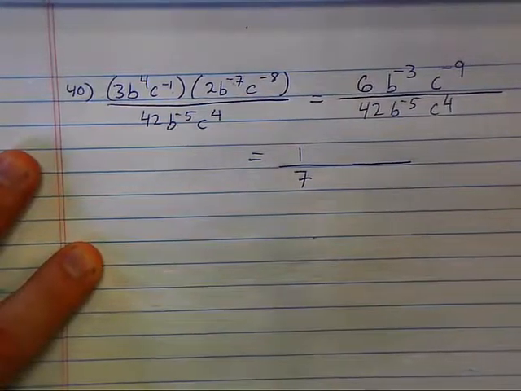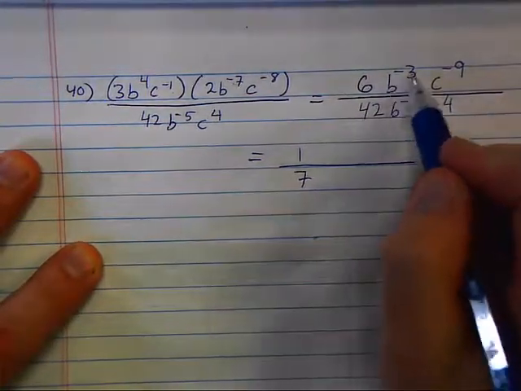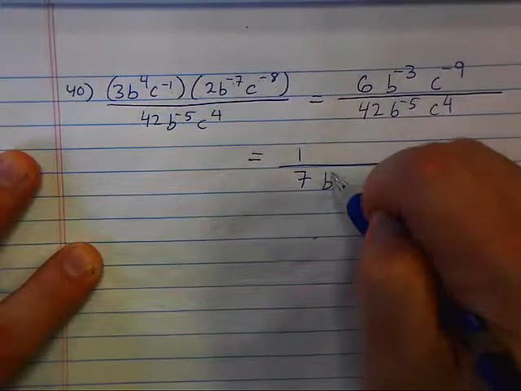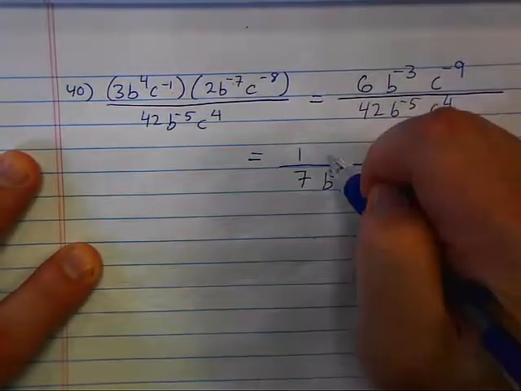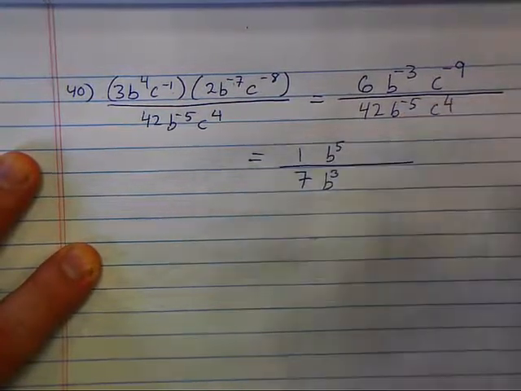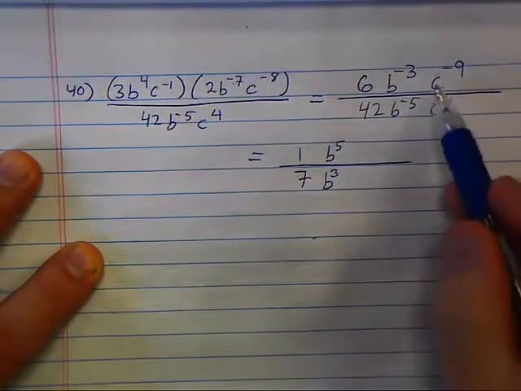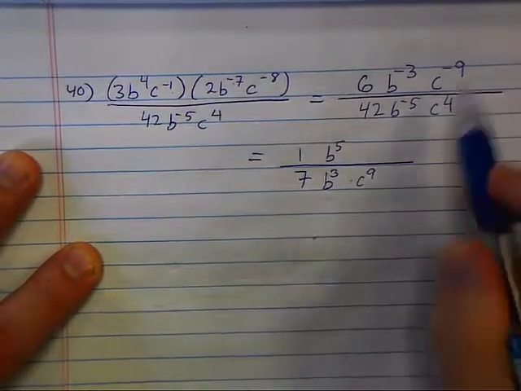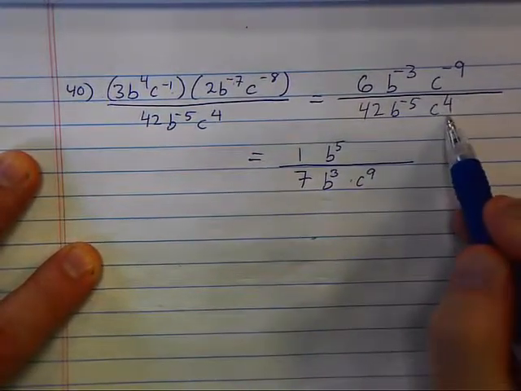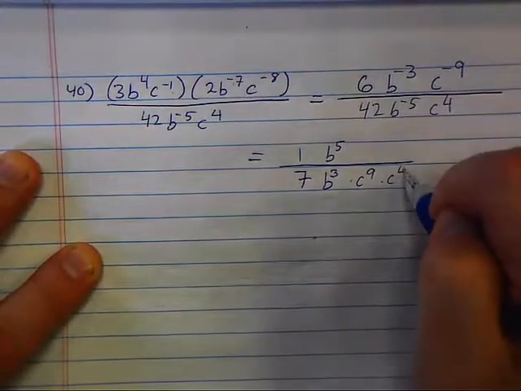And then we're going to get rid of all the negative exponents. So b to the negative 3, that goes to the bottom. The other b is already on bottom, but it's negative, so it comes to the top, b to the 5. C to the negative 9, that one goes to the bottom, that's c to the 9. What happens to that c to the 4? It stays there because it doesn't have a negative power.